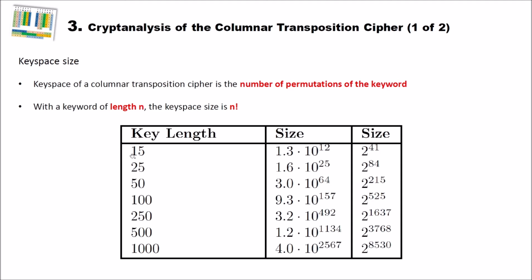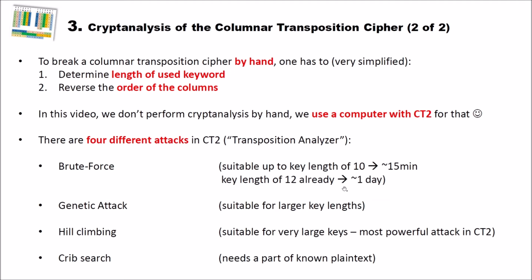For instance, with a key length of 15, our key space size is already 2 to the power of 41. This can still be searched through with a computer. But when we have very long keys like 25 or 50, we already have 2 to the power of 84 key space size, or even 2 to the power of 215 key space size. And these are very, very difficult cases.